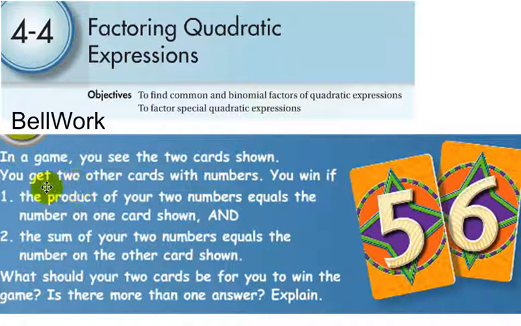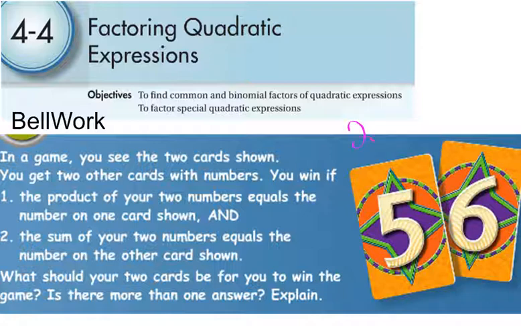In a game, you see the two cards shown. You get the other two cards with numbers. You win if the product of your two numbers equals the number on one card shown, and the sum of your two numbers equals the number on the other card shown. What should your two cards be for you to win the game? And is there more than one answer? Explain. So we need to draw two cards that when we add them together, it equals one, but when we multiply them together, it equals the other.